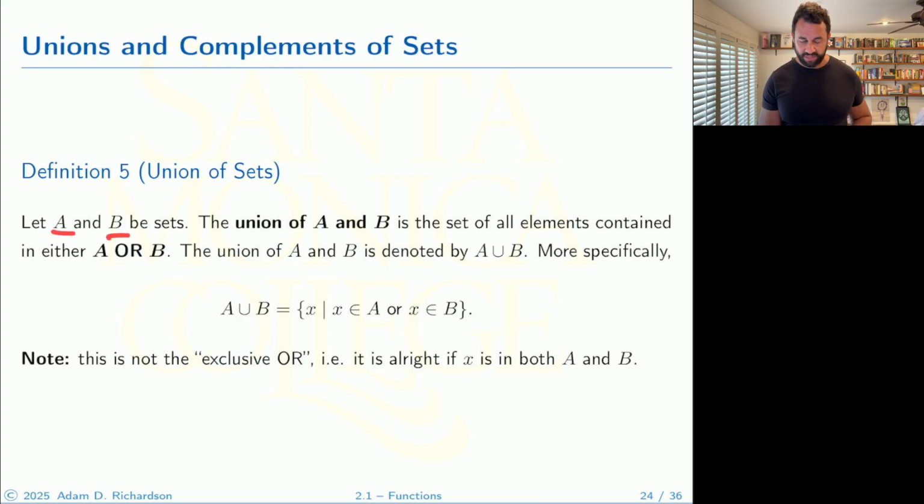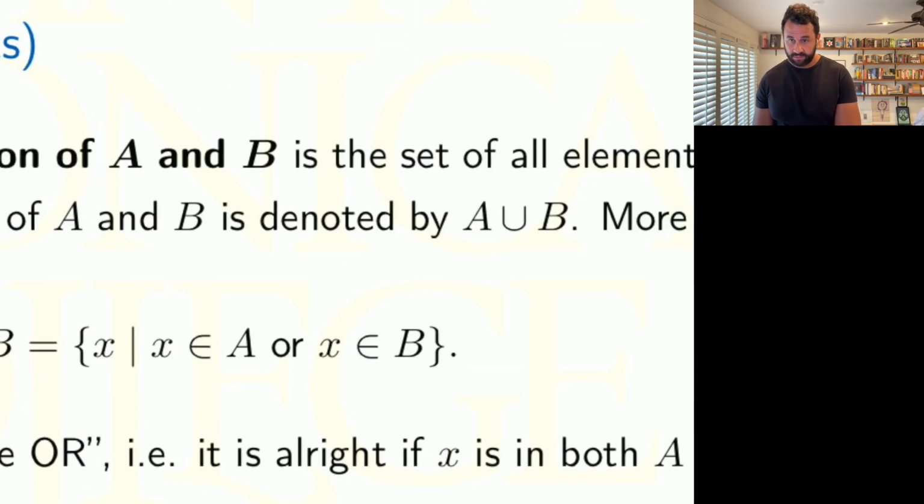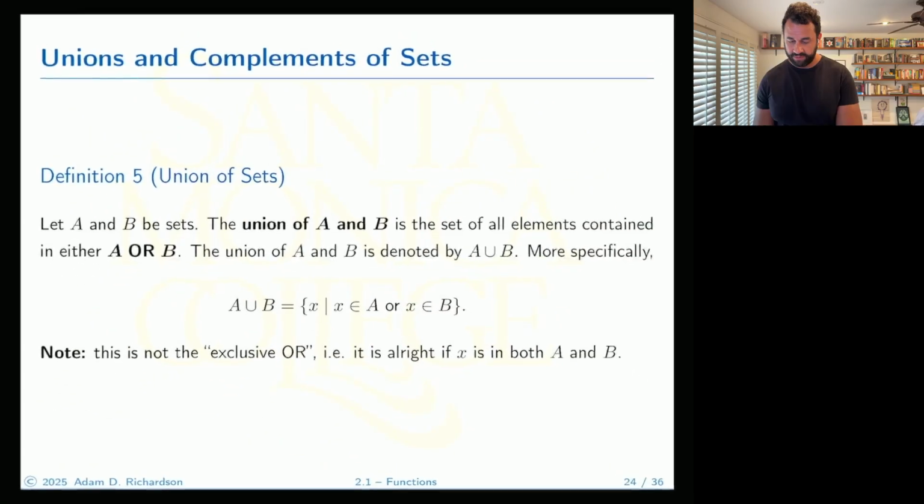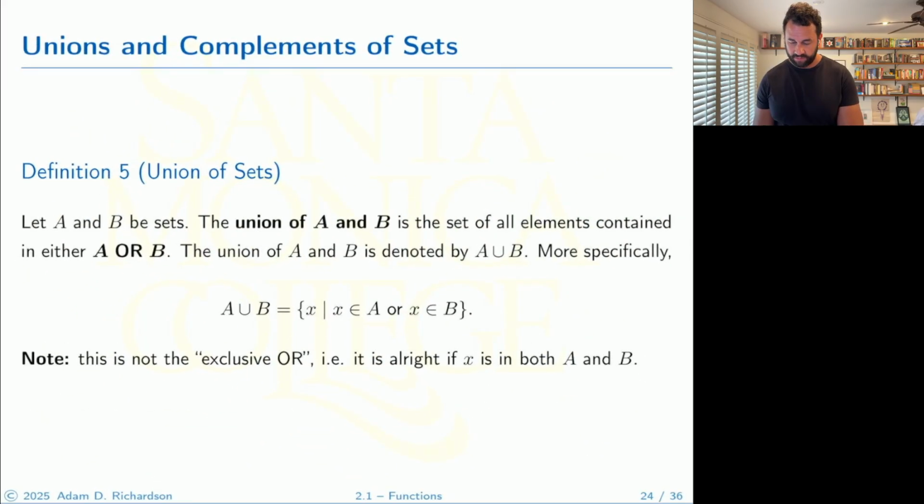So let A and B be sets. Then the union of A and B is the set of all elements contained in A or B. We denote the union by this little cup symbol, that little U. It's like a little cup. And more specifically, we can say that the union of A and B is the set of all x such that x is in A or x is in B.